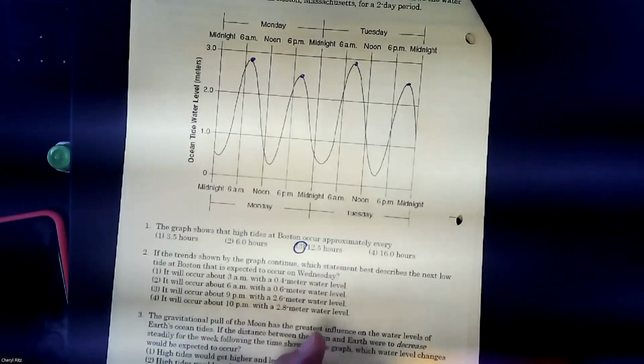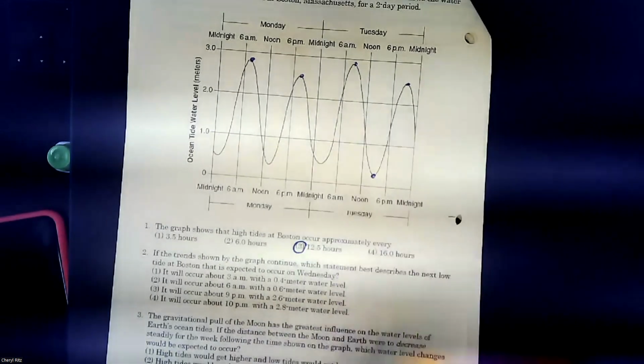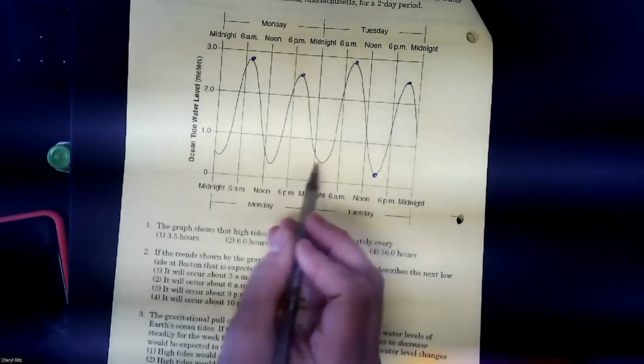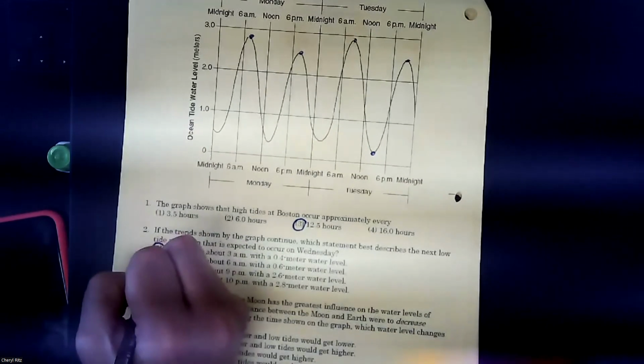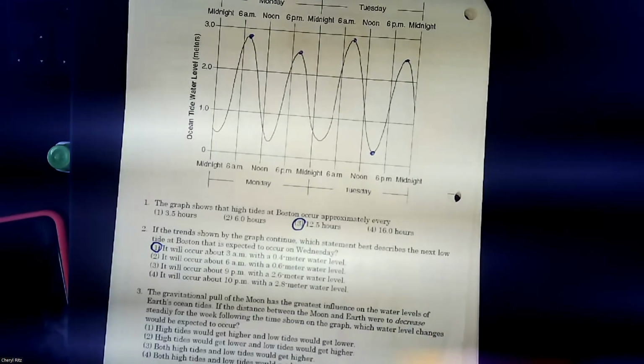So when will the next low tide be? Well, here was the last one. And again, they happen just like the high tides every 12 and a half hours. So the next low tide will be around 3 a.m.